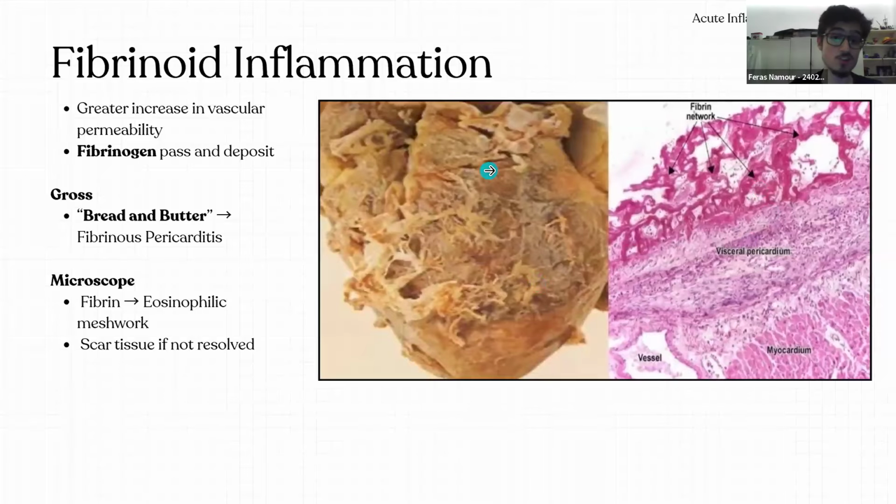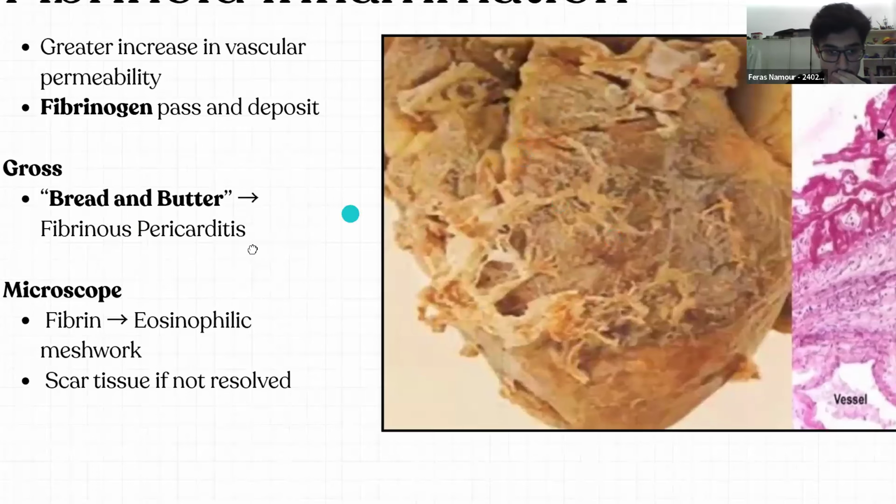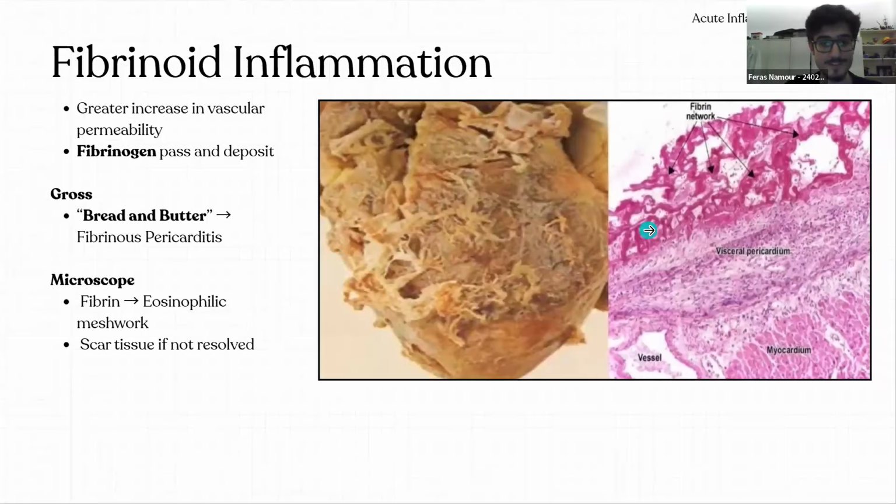Now, macroscopically, or on a gross image, it shows a bread and butter appearance, because if anyone ate bread and butter and you took the butter and the bread apart, that's what it looks like, I guess. I'm really sorry. But on the microscope, another point to talk about is that there's no scarring whatsoever.